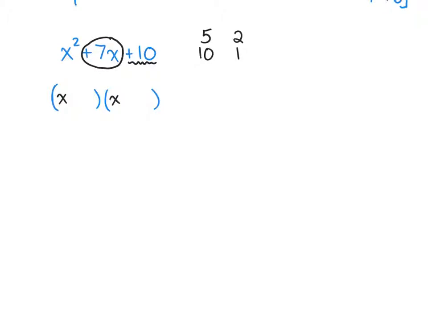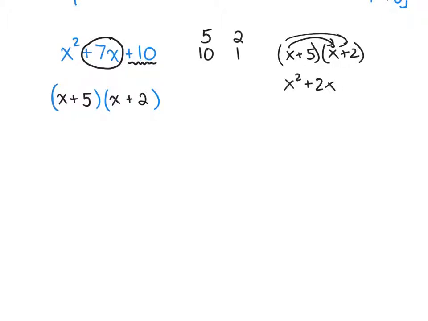So then we just look at our numbers, 5 and 2. Can that make 7? Sure can. So we put +2 and +5 in both of those brackets. And if we're not really sure whether that works, just write it off to the side and try your expanding binomial skills. x times x is x squared, x times 2 is 2x, 5 times x is 5x, and 5 times 2 is 10. And when we add it up, we get x squared plus 7x plus 10. Check, it works.